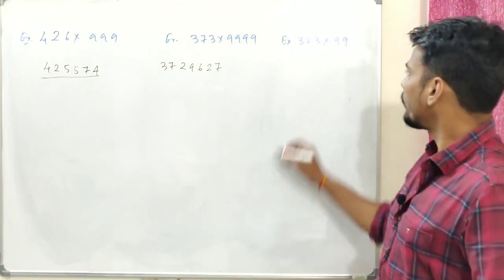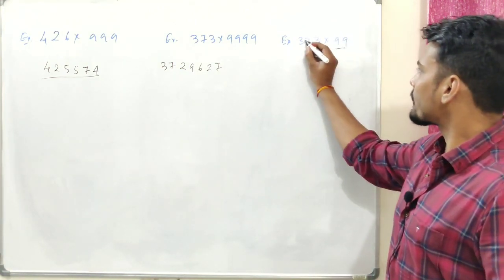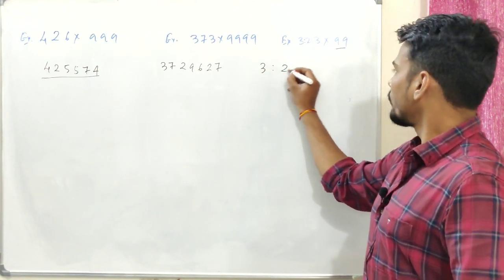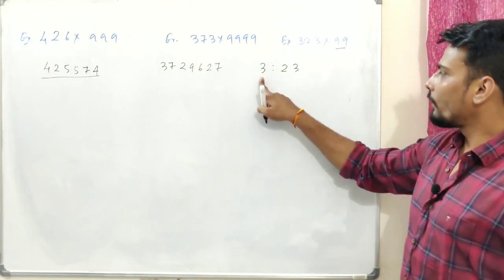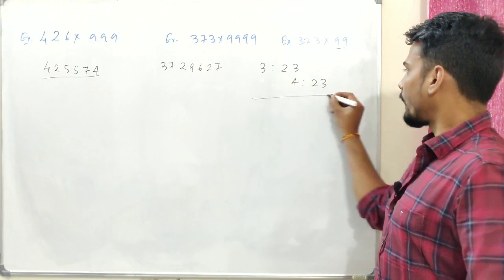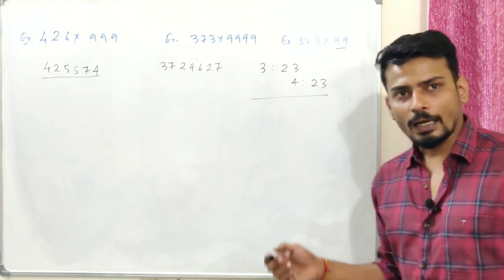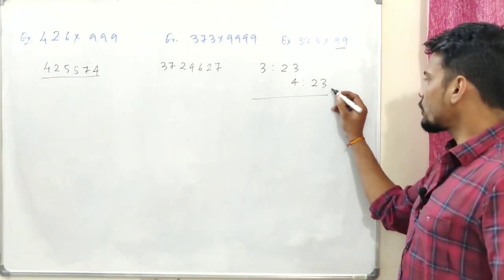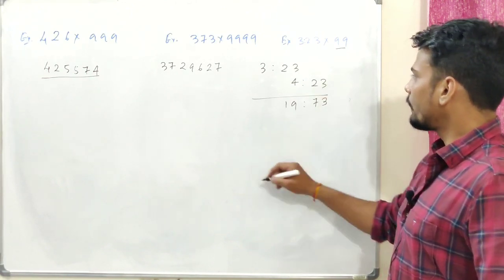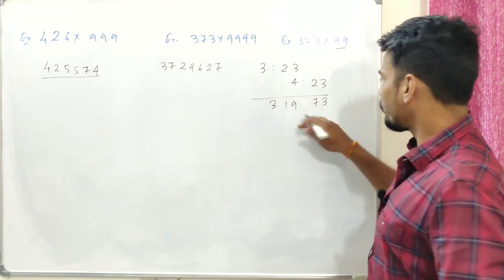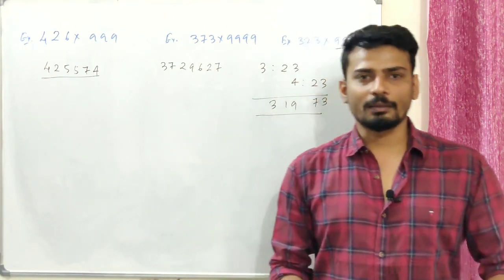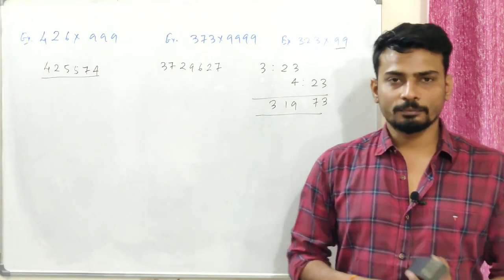Now the last one, we have 2 9s, so I'm going to put a semicolon over here. So I'm going to be writing this 3 semicolon 2 3. I'm going to add 1 to this number. It's going to be 4. I'm going to write 23 over here, and I'm going to subtract this from 100. So that's going to be how much? 73, this is going to be 19, and that's going to be 3 as it is. I'm going to remove the semicolon, and that's all. So that was when we have 9 in the multiplicands.